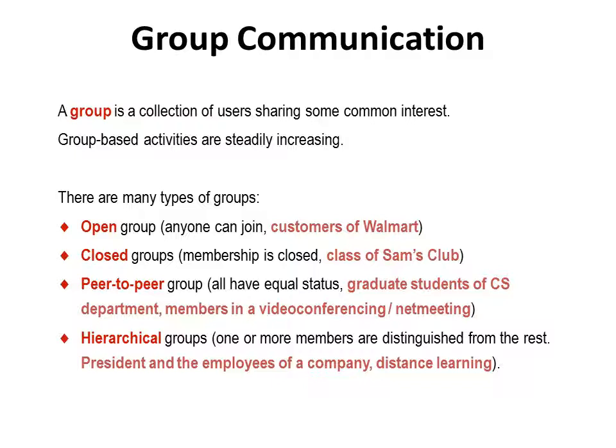So you need to know the definitions of what a group is, what an open group is, what a closed group is, what a peer-to-peer group is, and what a hierarchical group is. Right? So you should be able to define each of these types of groups, and you should be able to give an example of each of these groups.